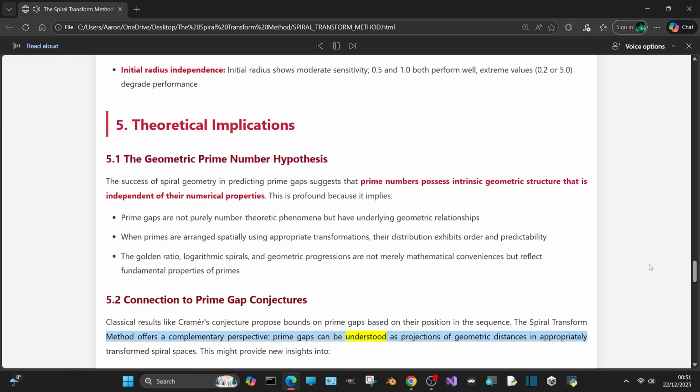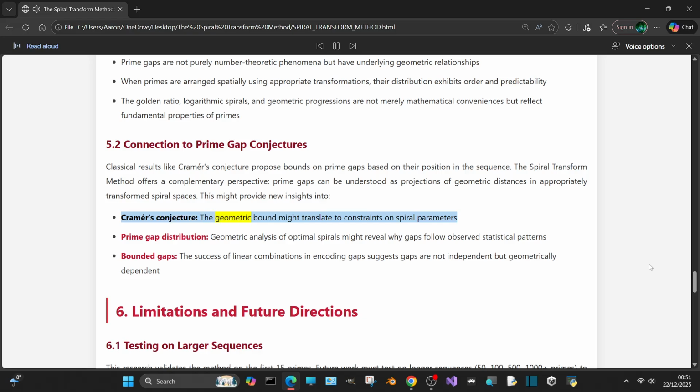Prime gaps can be understood as projections of geometric distances in appropriately transformed spiral spaces. This might provide new insights into Cramer's conjecture. The geometric bound might translate to constraints on spiral parameters. Prime gap distribution. Geometric analysis of optimal spirals might reveal why gaps follow observed statistical patterns. Bounded gaps. The success of linear combinations in encoding gaps suggests gaps are not independent, but geometrically dependent.